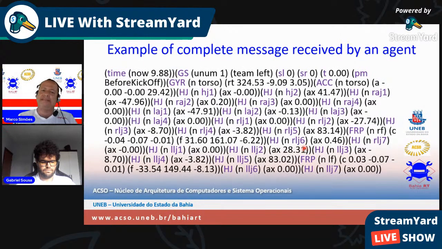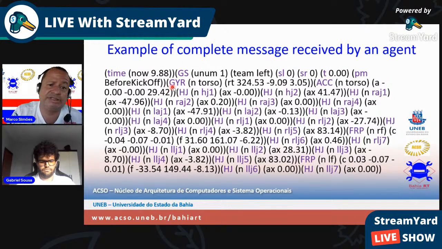Here is an example of a message received by an agent from the simulator. That is not a complete message, but an example. So we have some game state. Here is the simulation time, since the simulation was started; this is the time now. And here the game state perception sent to robot number one of team left. So this is the perception sent to this robot. They send the score, 0, 0, the score left is 0, score right is 0, the game time is 0, the game has not started, the play mode is before kickoff, and so on. So at this time, this was the game state perception they had to send.